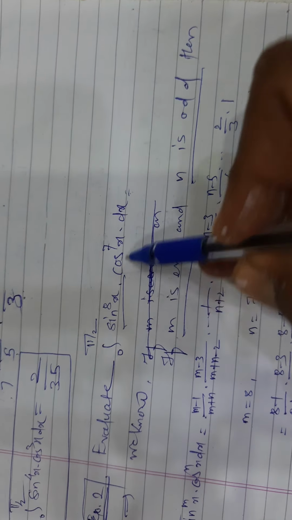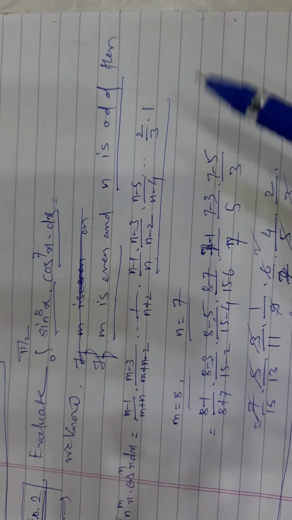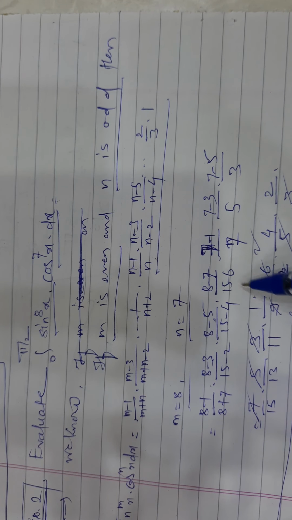Here m is 8 and n is 7. 8 minus 1, 8 minus 3, 8 minus 5, 8 minus 7. 8 minus 7 is 1.